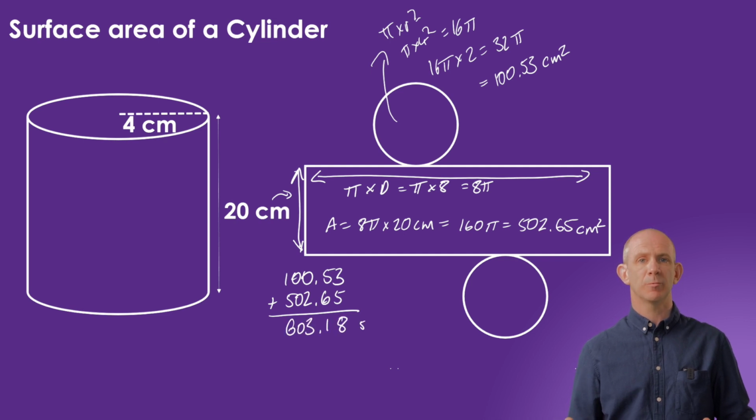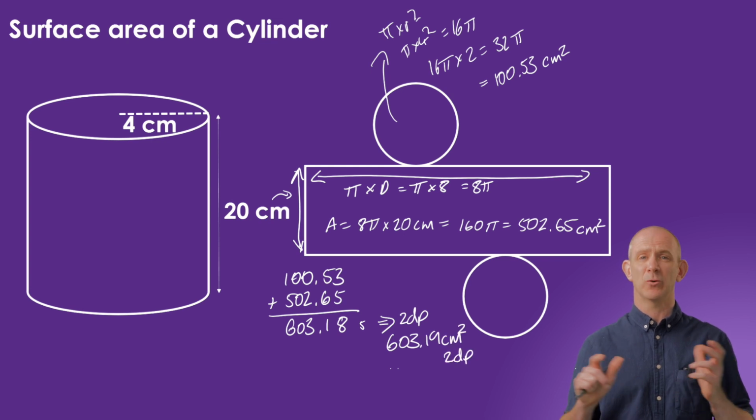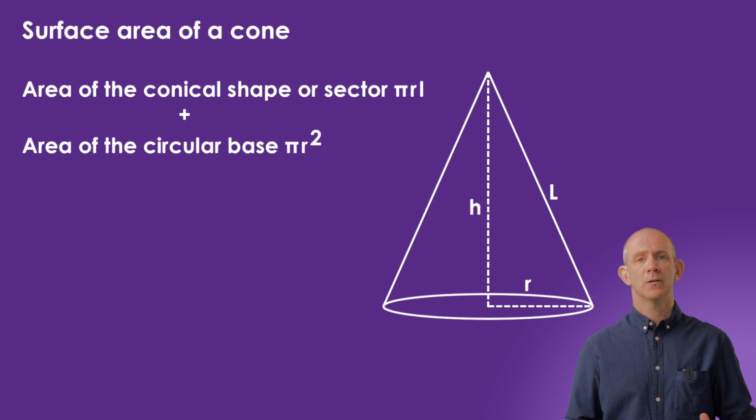I've rounded this to 2 decimal places because we haven't specified the degree of accuracy to put it to, and if I'm in doubt, I always just round it to 2 decimal places.